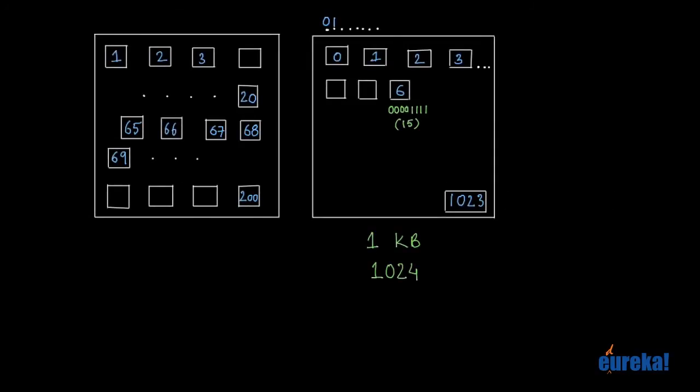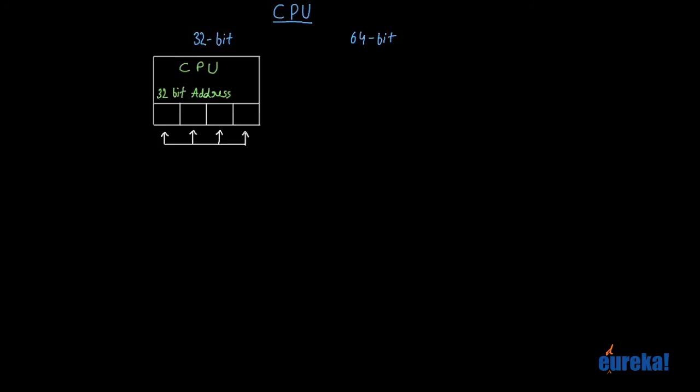Now that we've understood what the memory is made of, let's move on to understand the heart of the computer, which is the CPU. You might have heard of 32-bit and 64-bit CPUs. To understand many concepts of programming, we need to understand the difference between a 32-bit and a 64-bit CPU. The meaning of a 32-bit CPU is that the CPU itself, so this is our CPU, has about 32 bits to store an address location.